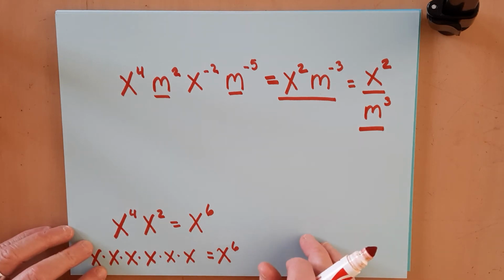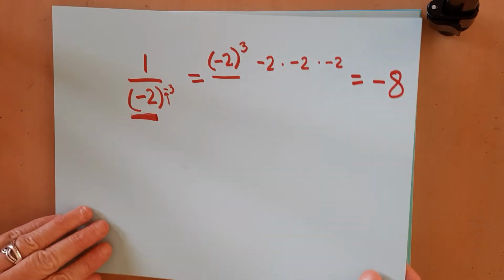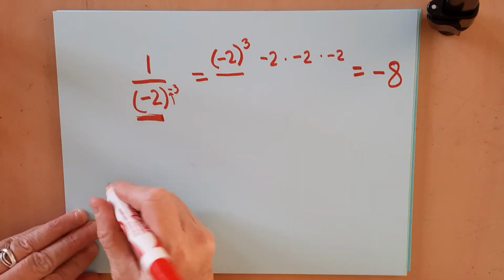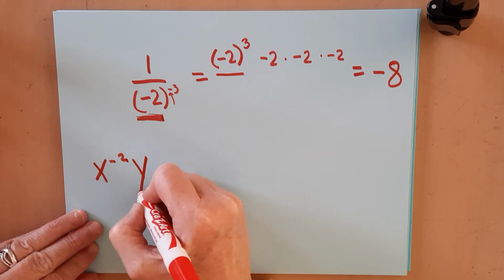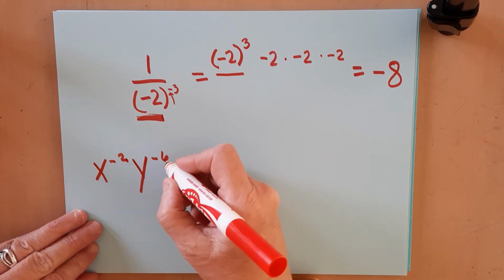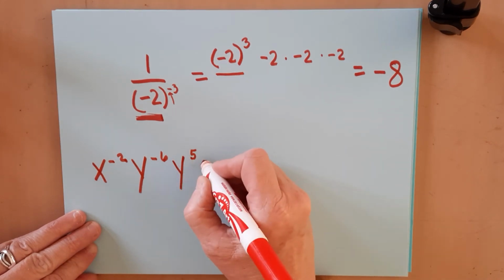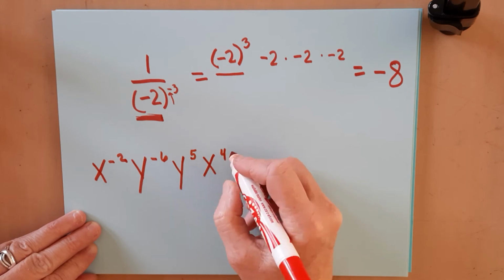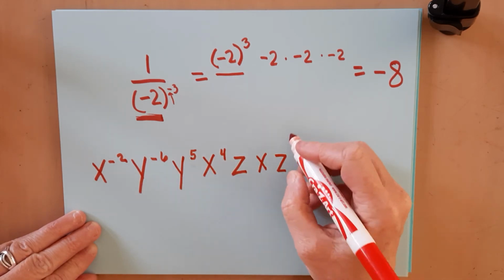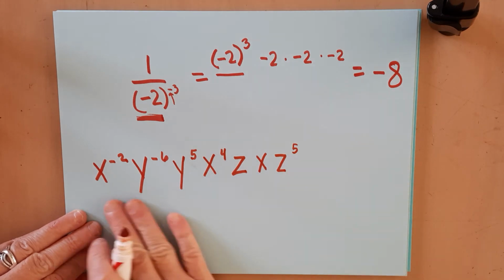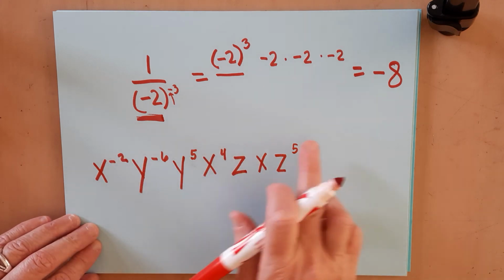We're going to try one more, let's try one more simple one. Let's do x to the negative 2 times y to the negative 6 times y to the 5th times x to the 4th times z times x times z to the 5th. A lot of letters, but it's actually pretty simple. You just look for similar bases and then add their exponents.